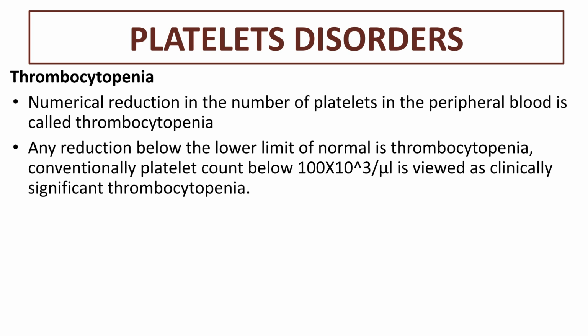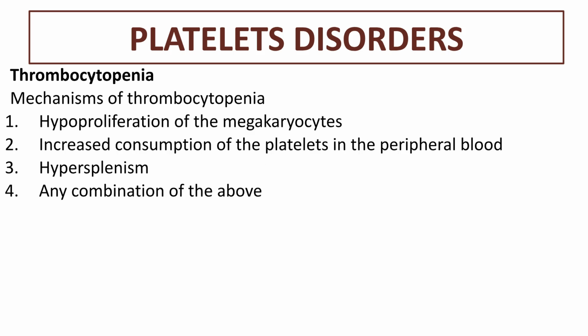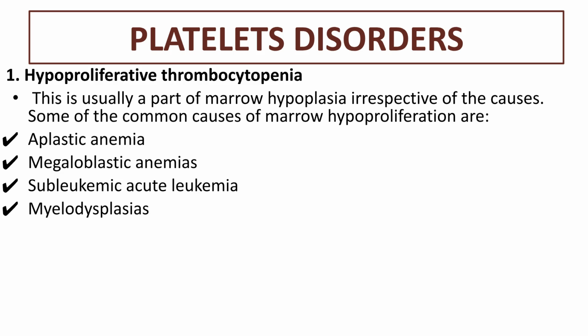Thrombocytopenia is a numerical reduction in the number of platelets in the peripheral blood. A platelet count below 100 by 10 to the power of 3 per microliter is conventionally viewed as clinically significant. Mechanisms of thrombocytopenia include hypoproliferation of megakaryocytes, increased consumption of platelets in the peripheral blood, hypersplenism, or any combination of these factors. Hypoproliferative thrombocytopenia is usually part of marrow hypoplasia.